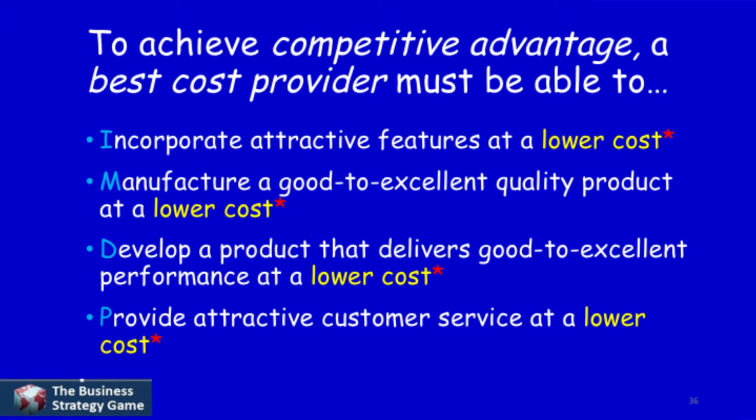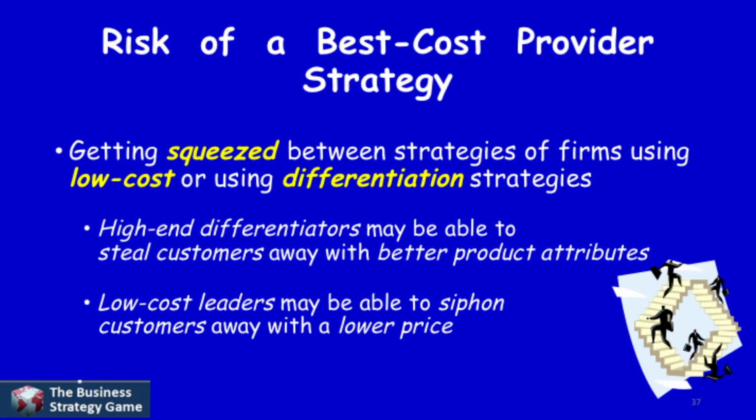So to achieve that competitive advantage, a best cost provider has to be able to incorporate attractive features at a lower cost, manufacture a good to excellent product at a lower cost, develop a product that delivers good to excellent performance at a lower cost, and provide attractive customer service at a lower cost. Everything is focused on lower cost.